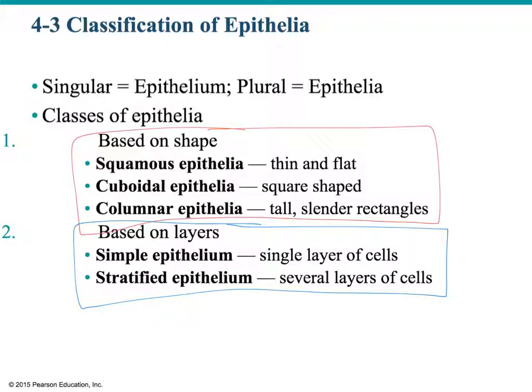And we can also use terms to describe how many layers the tissue is. Simple is when we have one layer, and if it's more than one layer of cells, then it's stratified. Simple is one layer of cells, stratified is several layers of cells.